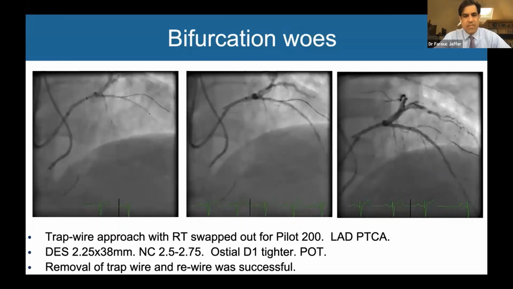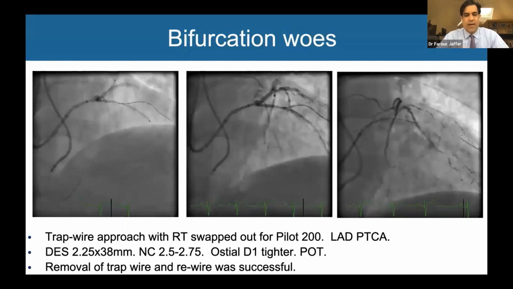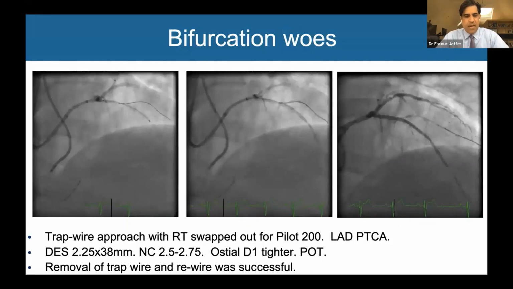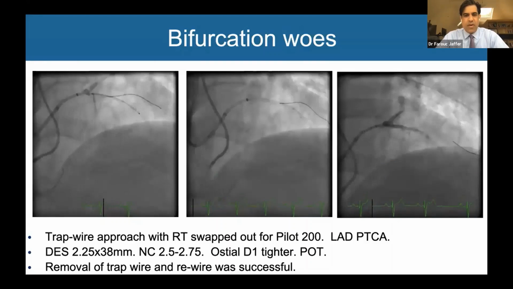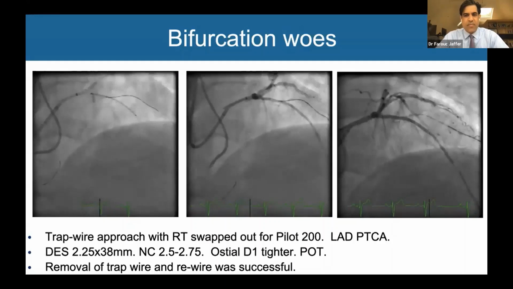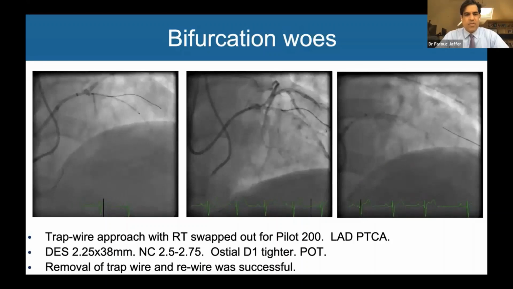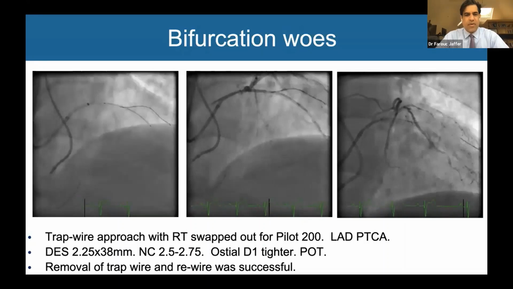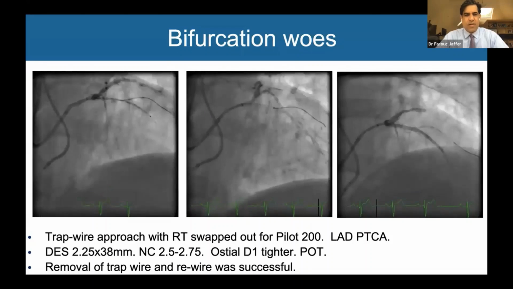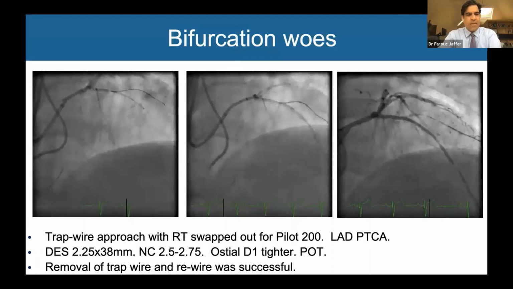The ostial D1 became tighter, even despite the POT technique. We decided to rewire this and plan for a kissing balloon approach. So this was performed, and you can see here we have good support from the GuideLiner. It's very close to the LAD stent entrance, something to keep an eye on.